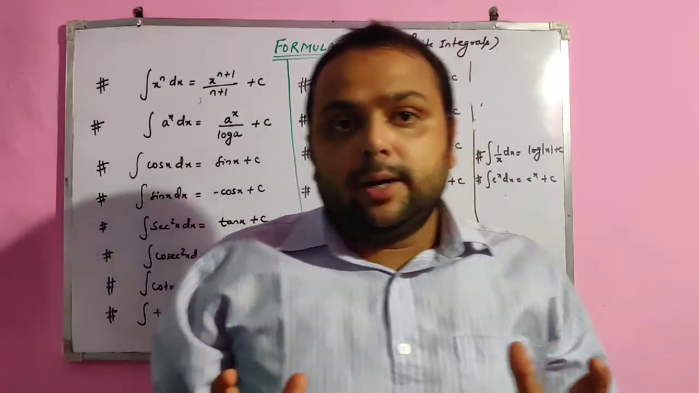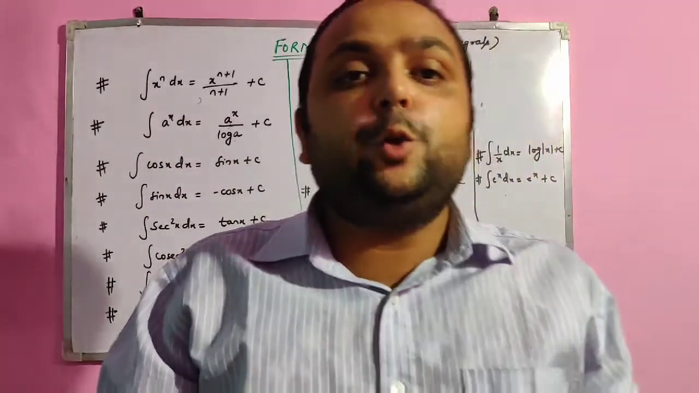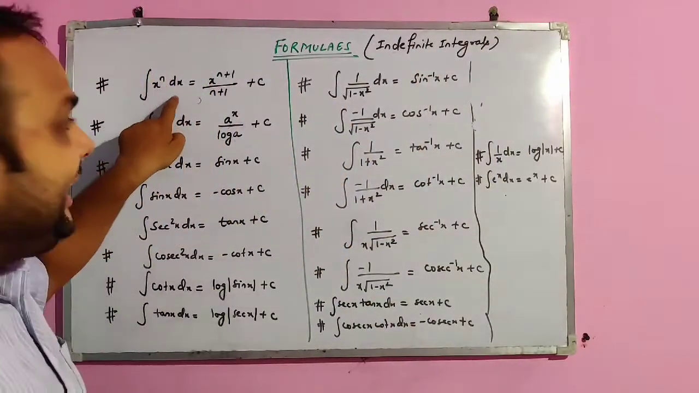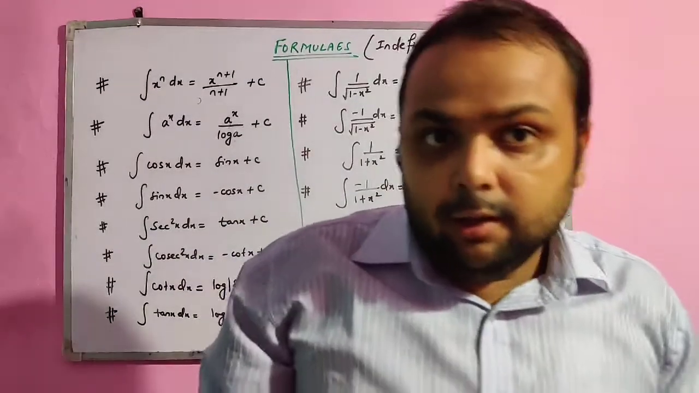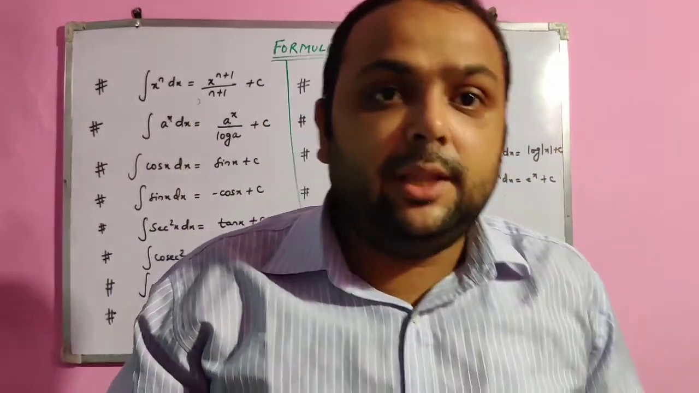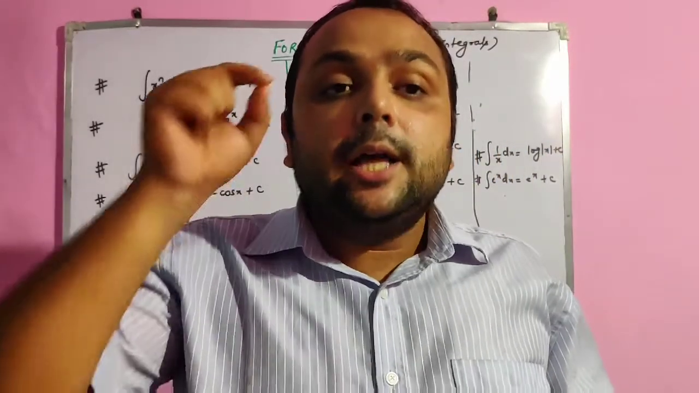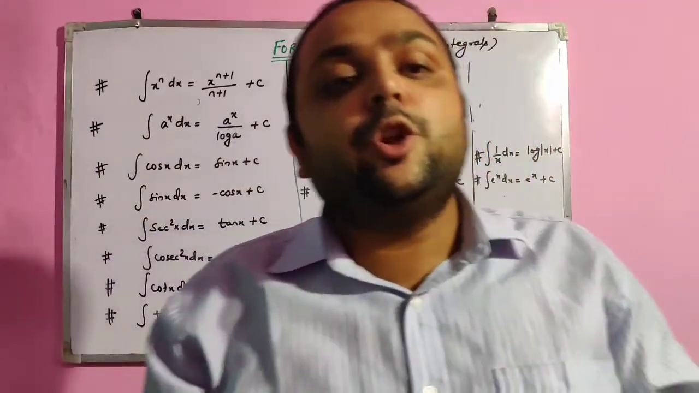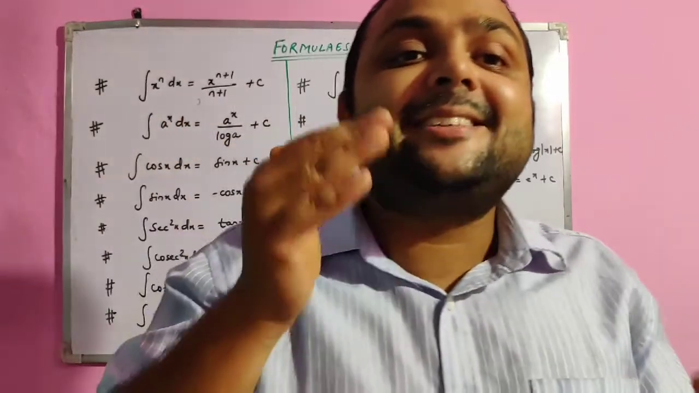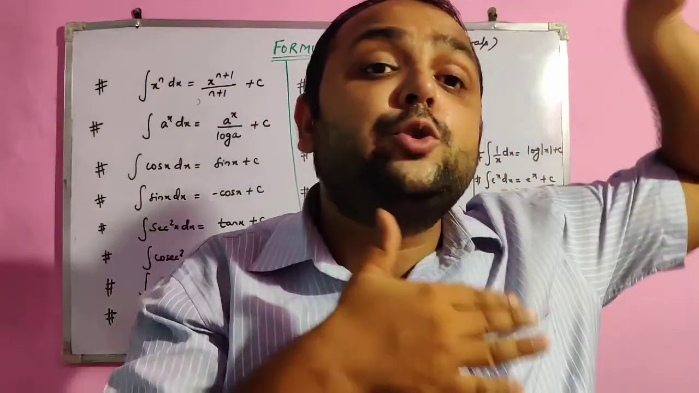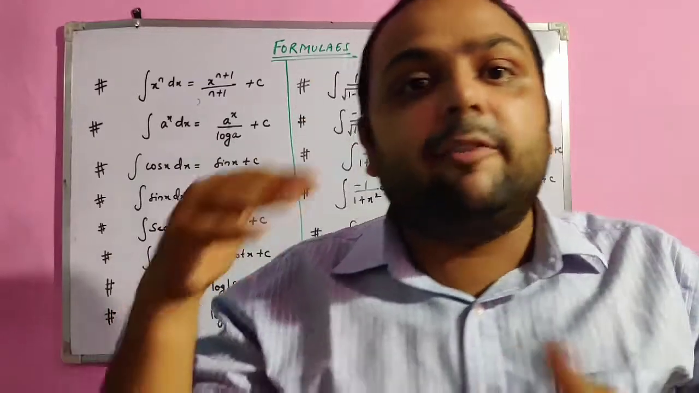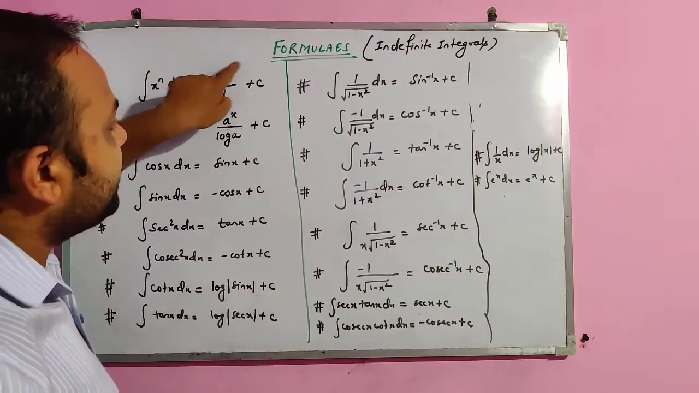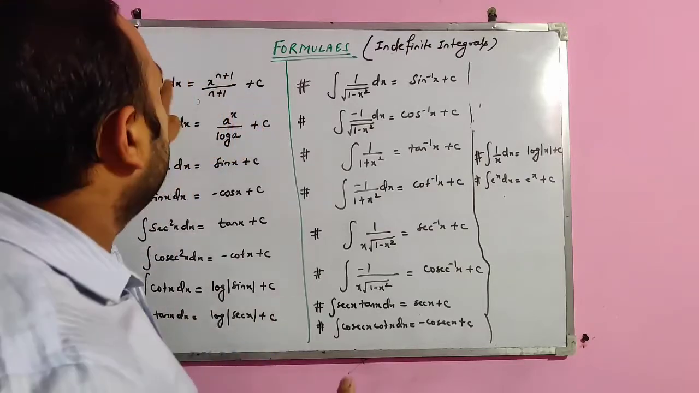Now I am going to teach you some basic formulas related to indefinite integrals. The first one is integration of x to the power n dx. Suppose there is a power function such as x to the power 5, x to the power 7, then the integration will be x to the power n plus 1 divided by n plus 1. In differentiation, the derivative of x to the power n is n x to the power n minus 1. The power will be reduced there. But in the case of integration, the power will be added. So integration of x to the power n dx is equal to x to the power n plus 1 upon n plus 1 plus c.